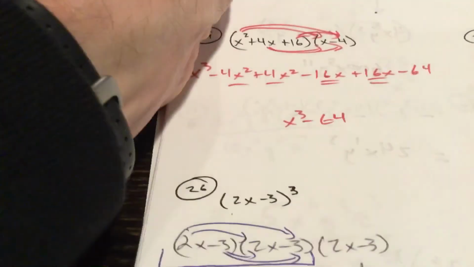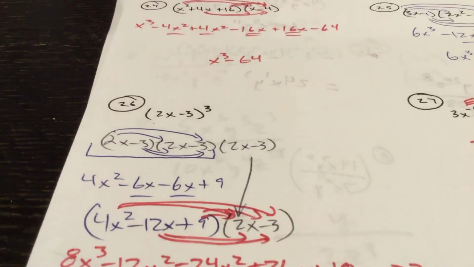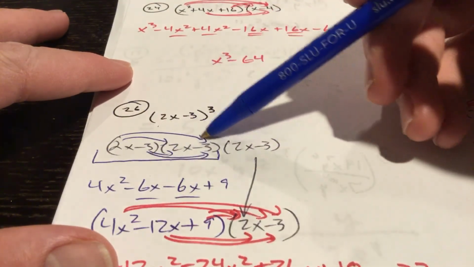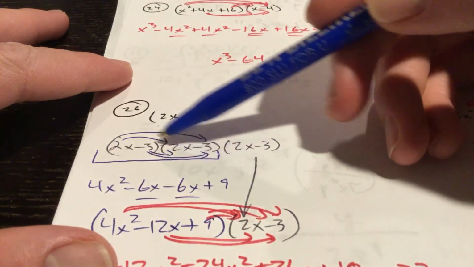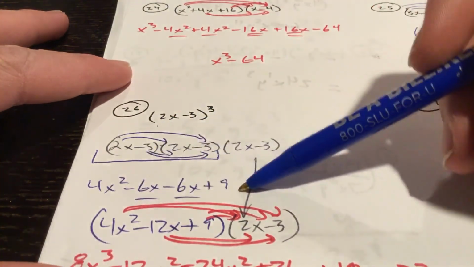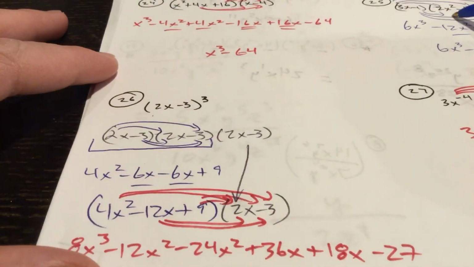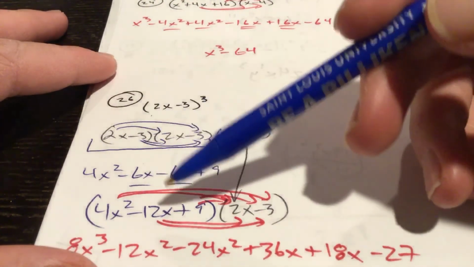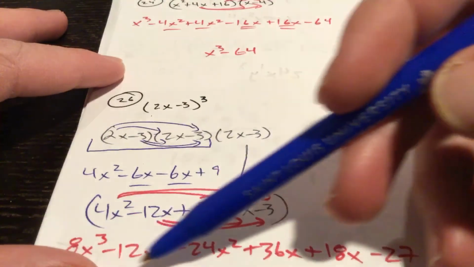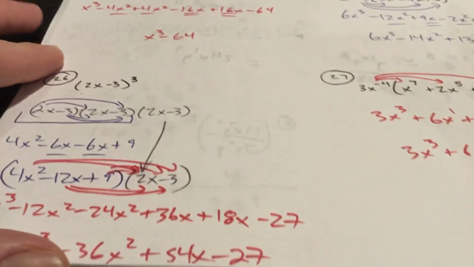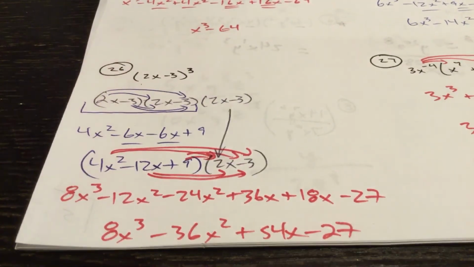On 26, we can write it 3 times: 2x minus 3, 2x minus 3, 2x minus 3. And FOIL the first two: 2x times 2x, 2x times the negative 3, negative 3 times 2x, a negative 3 times a negative 3. Negative 6x minus 6x. There we go. And then it kind of looks like 24, 25. 3 terms by 2 terms is going to give me these 6 terms. Then I combine those like terms. There we go.